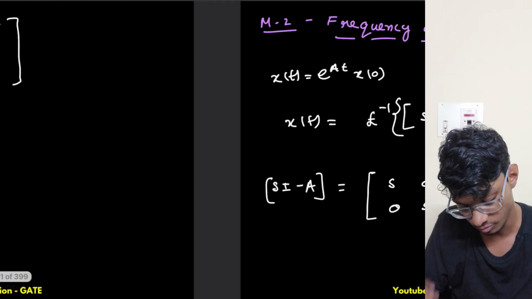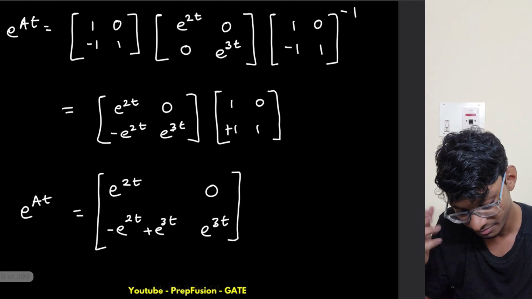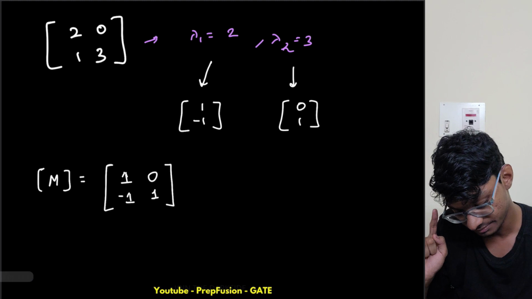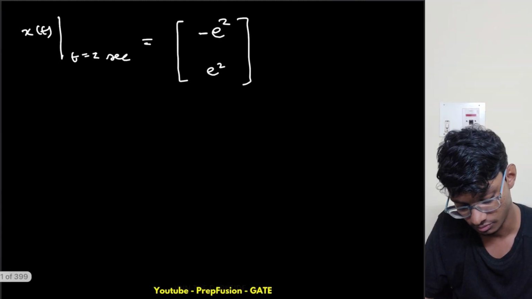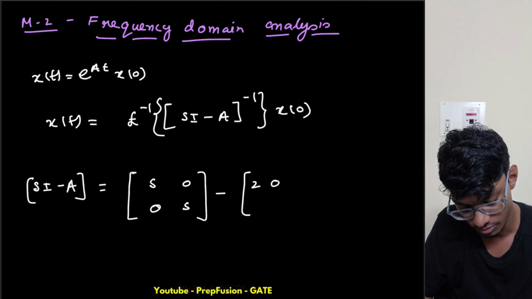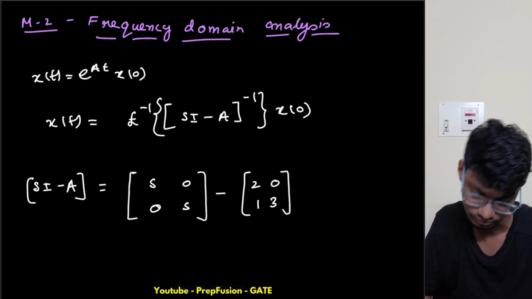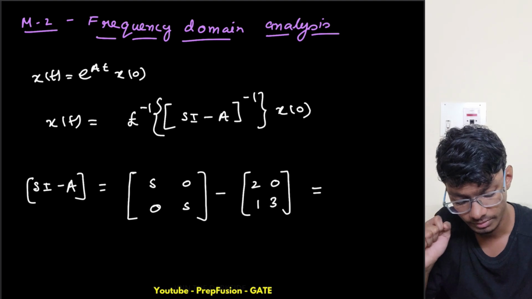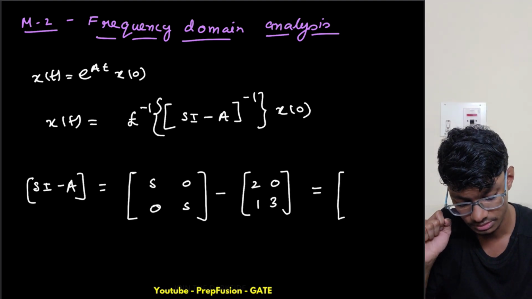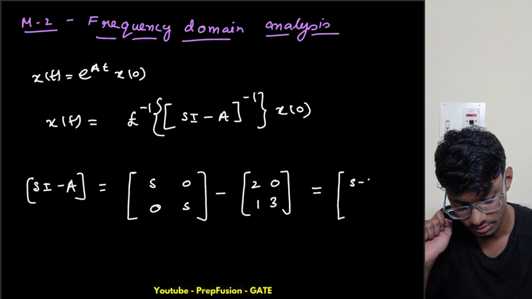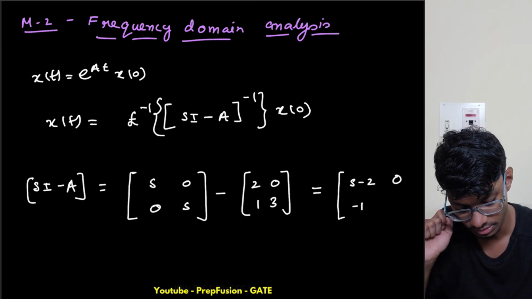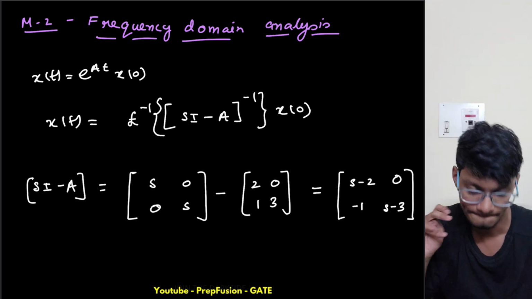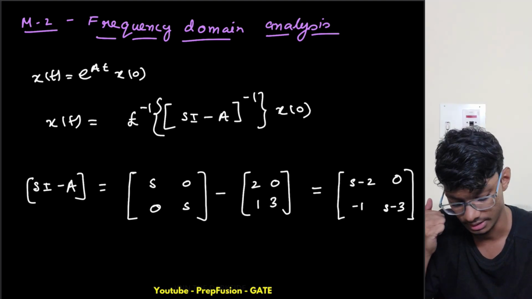Now what is the A matrix? I think you have already memorized it for now. A matrix is 2 0 1 3. So 2 0 1 3. What will sI minus A be equal to? It is s minus 2, 0, minus 1, and s minus 3. Okay, so this is my sI minus A, right?